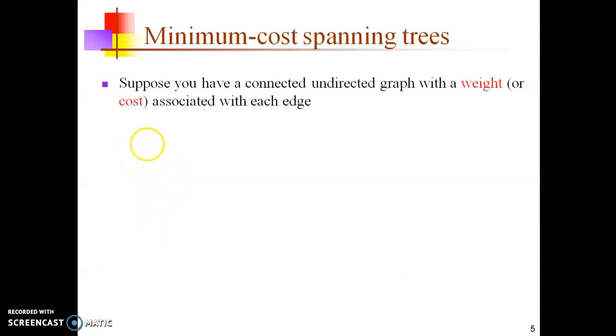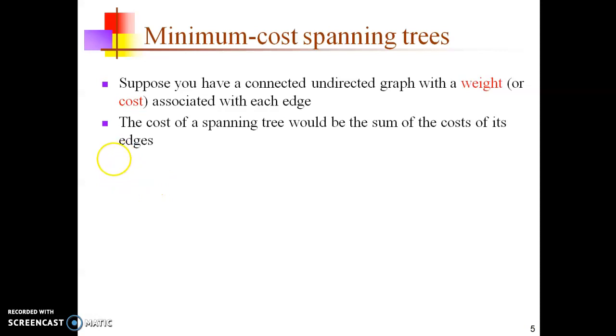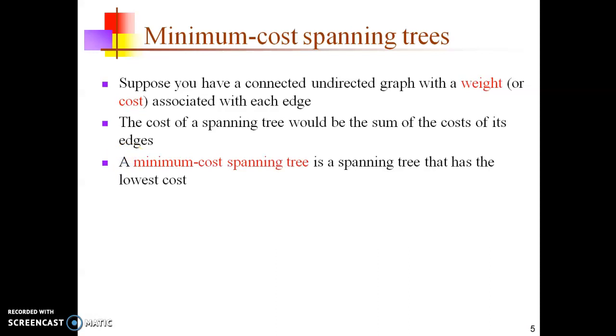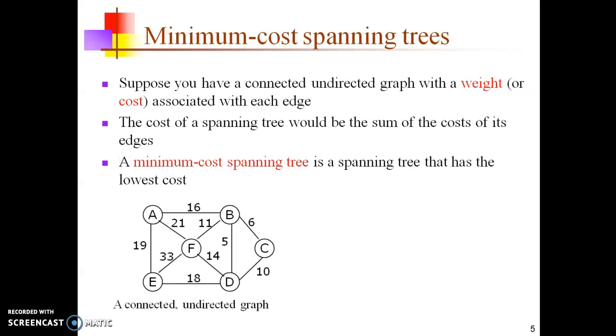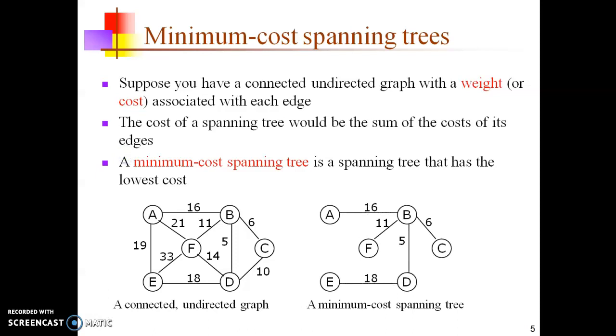Well, if you have a connected, undirected graph with a weight or cost associated to each edge, the cost of a spanning tree, any one that you make up, would be the sum of the cost of the edges. The minimal cost spanning tree is, of course, the one that has the lowest cost. So if you took this, we could look at all the different ways to get spanning trees and then add up all those edges and see if we get the smallest, the lowest, the minimum, and this would be it. But you're saying, gosh, I don't see how you got that.